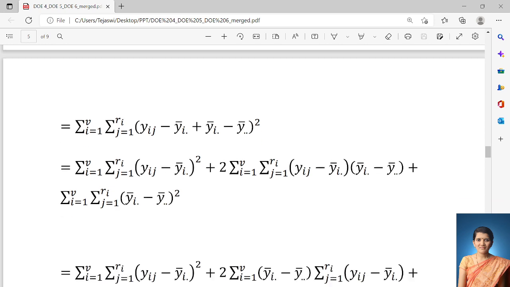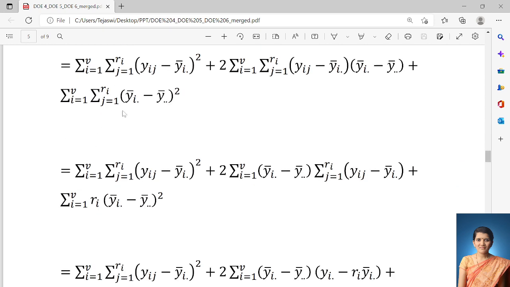This term gets simplified. The first term remains as it is. In the second term, we enter the summation over j here, and i is here. In the last term, the summation over j from 1 to Ri gives Ri, and this term remains the same because there is no term involving j. So we sum over j, and the quantity is Ri here.